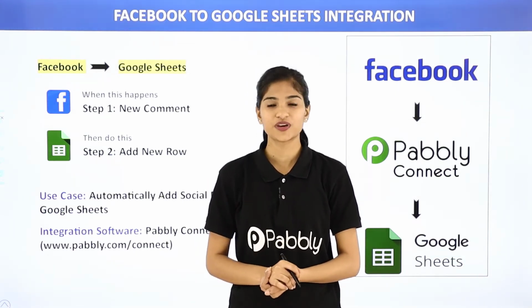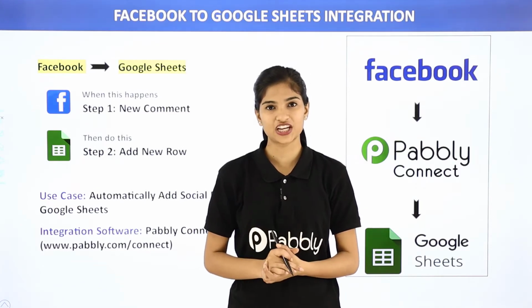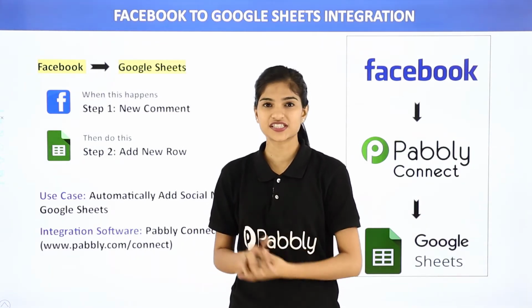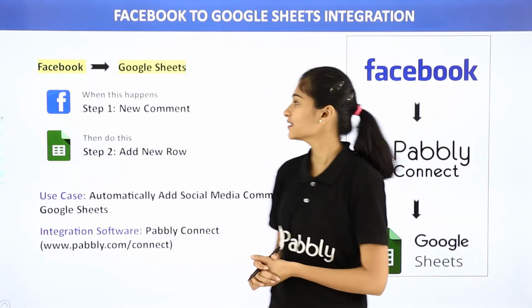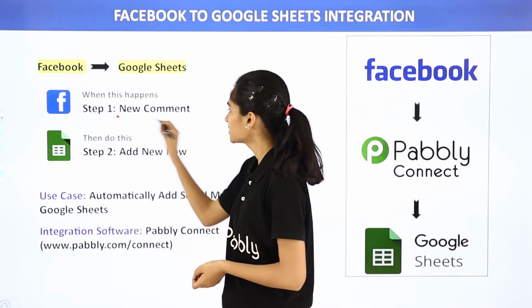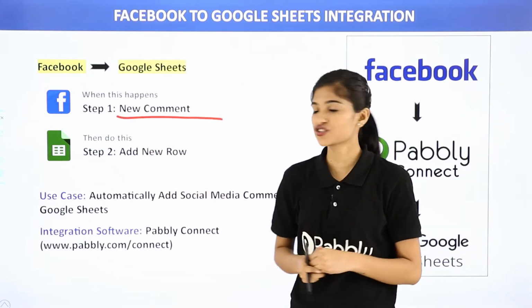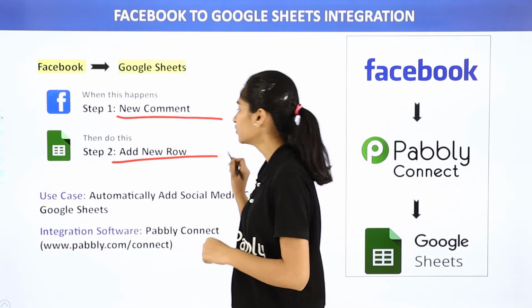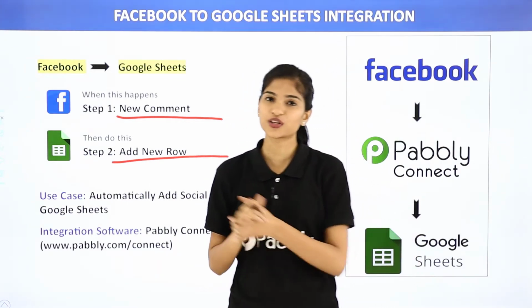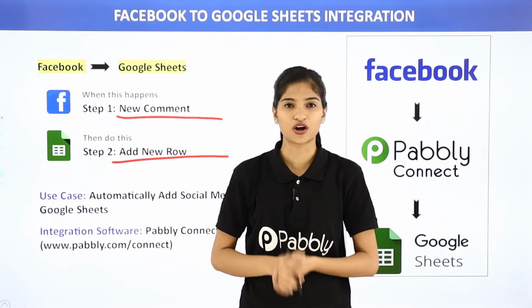Today in this video, we are going to integrate two software applications, Facebook and Google Sheets. The use case here is, whenever there is a new comment in a particular post on a page, we want to add a new row in Google Sheets. Now let us know what these two software applications are all about.